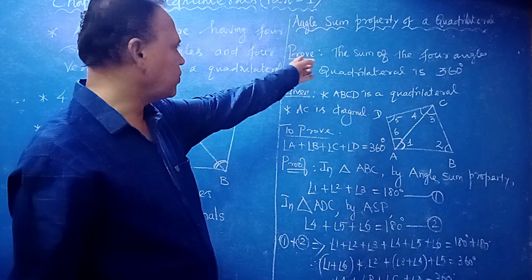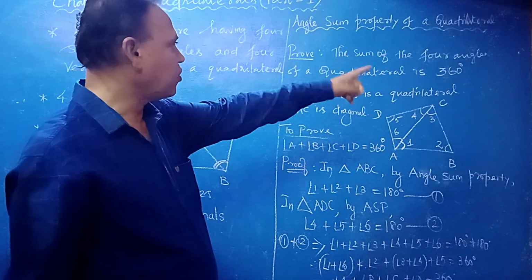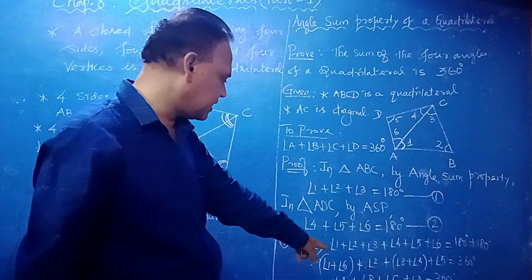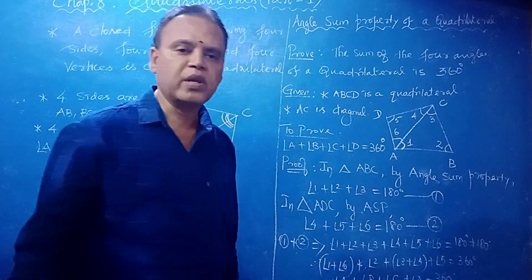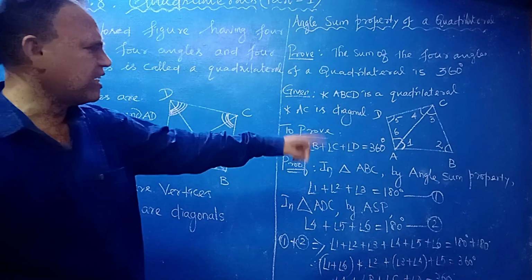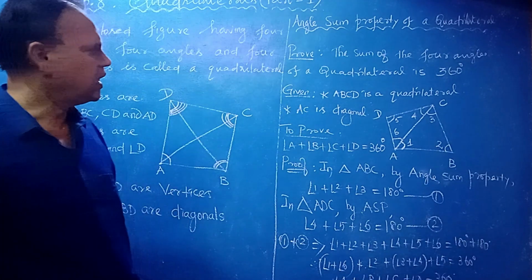Therefore, the sum of the four angles of a quadrilateral is 360. Hence proved. Understand? So very simple. Using the angle sum property we can easily prove this. Understand?